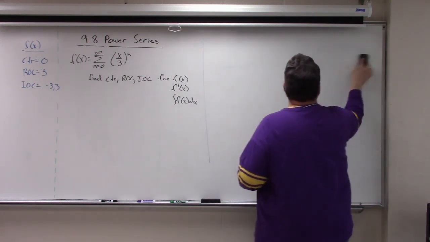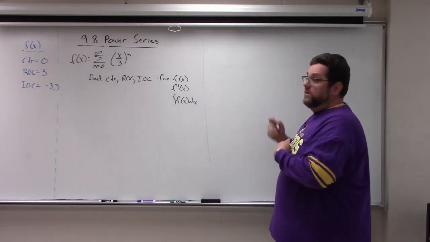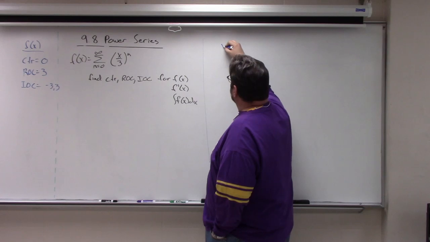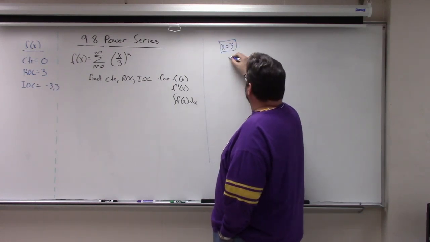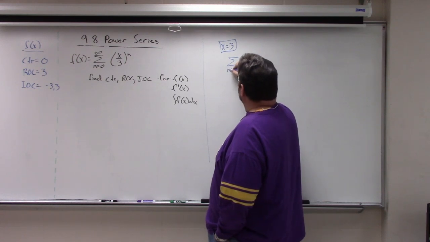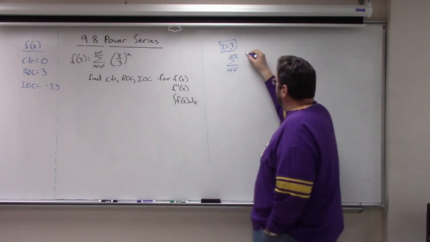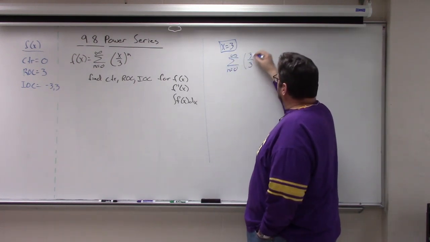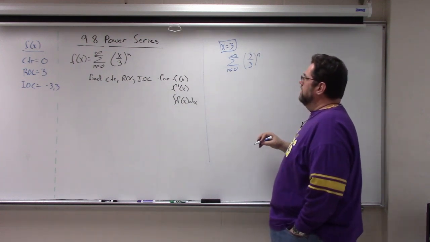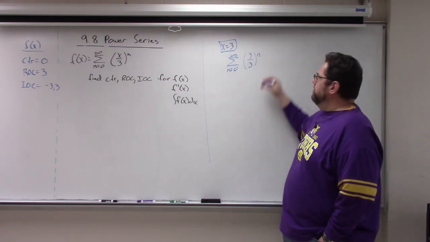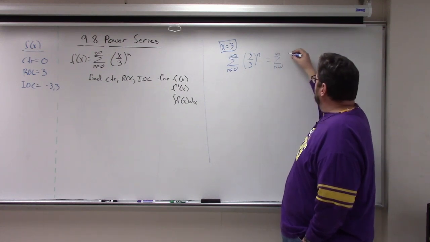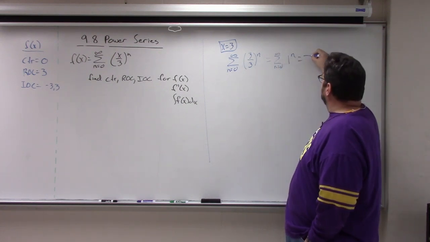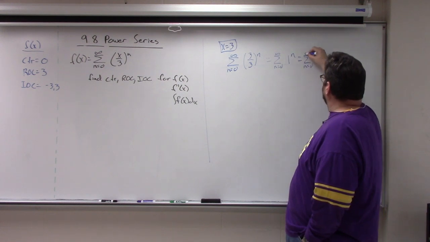So now I'm going to check endpoints for this series when x equals 3. What do we get? Well, we get the sum from n equals 0 to infinity of 3 over 3 to the n. Oh, this looks very familiar. This is going to be the sum from n equals 0 to infinity of 1 to the n, which is the sum from n equals 0 to infinity of 1.